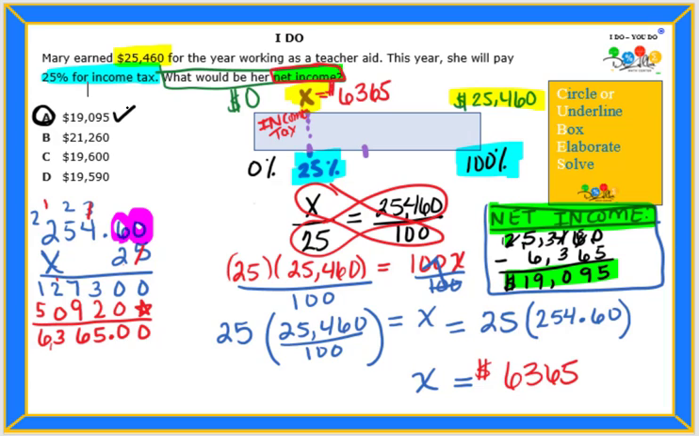So remember, in this kind of question where they ask for the net income, you find your income tax, but then you have to subtract the tax amount that you get from your percent box from the income amount they gave us for the year to find the net income.